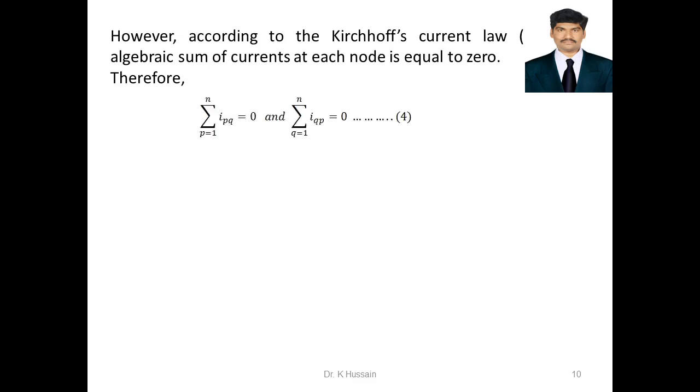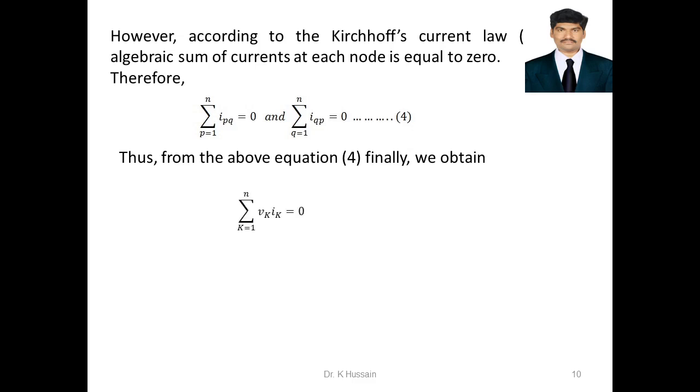So therefore, the sum of these currents is 0. If you take a particular node P, the algebraic sum of the currents at that node should be 0. If you take Q, at that node also the sum of the currents is equal to 0. After that, what will you get? Sigma Vk Ik equal to 0. Finally, you will get the expression sigma Vk Ik is equal to 0.